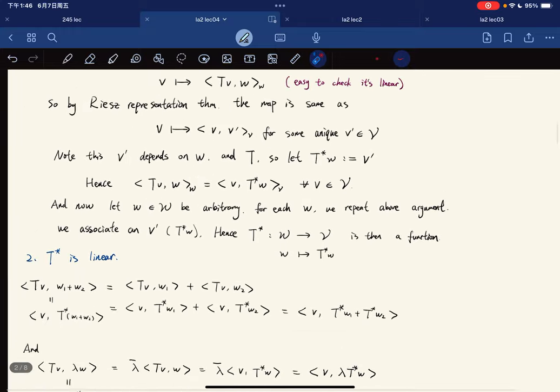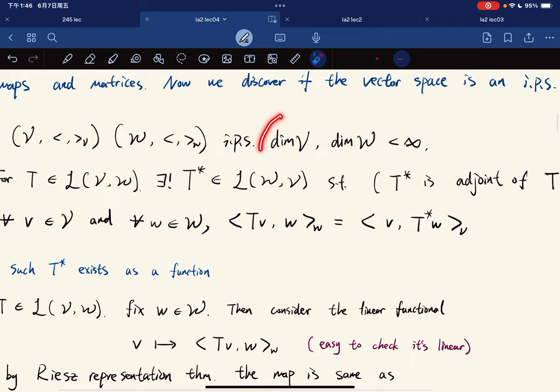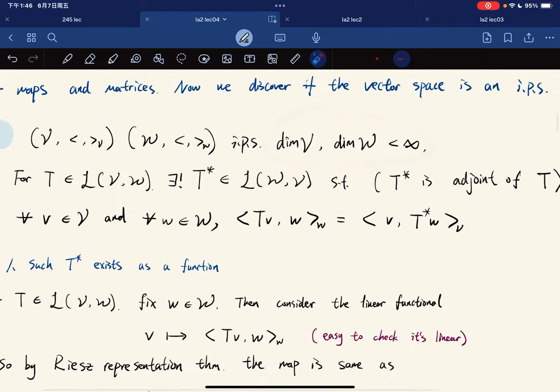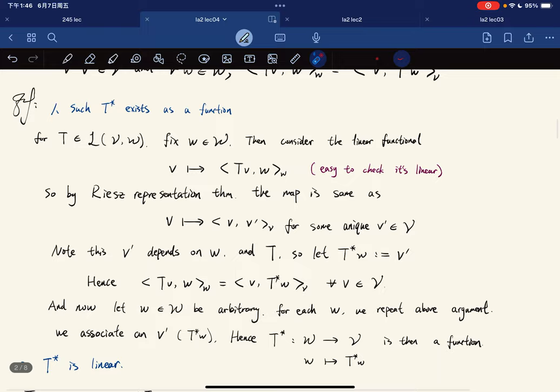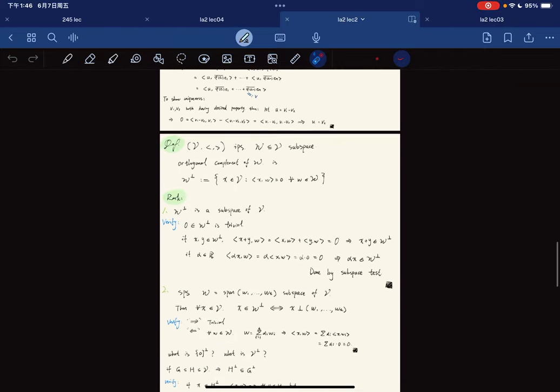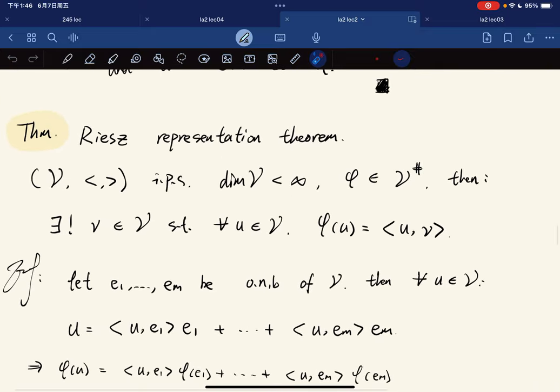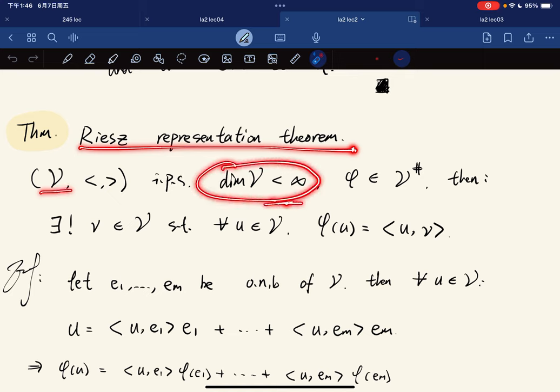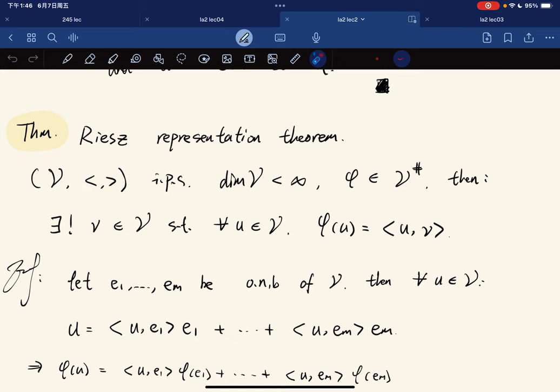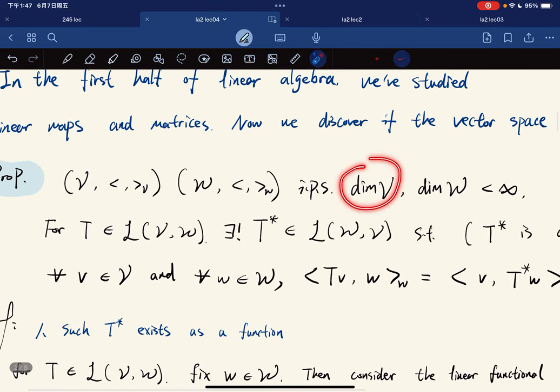And notice the importance of letting V and W be finite dimensional. Let's look at the Riesz representation theorem here. The Riesz representation states that the dimension of V should be finite. You see? The dimension of V should be finite. The space of linear functionals should have the same dimension as V, but the dimension of V should be finite. So here, our dimension of V is finite.